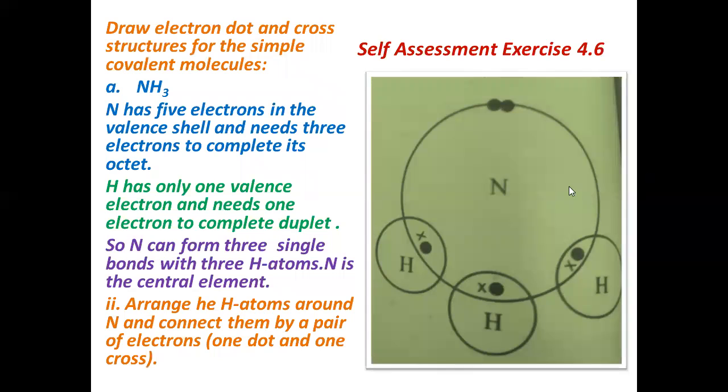Ammonia, you can see nitrogen is the central atom, and it has five electrons in the outermost shell, and hydrogen has one electron in the outermost shell. Each hydrogen will share one electron with the nitrogen atom, and in turn will form, in this case, three single covalent bonds, because these electrons are called lone pair electrons, and they will not participate in bond formation because they are already highly stable.